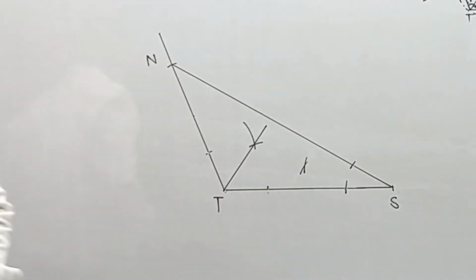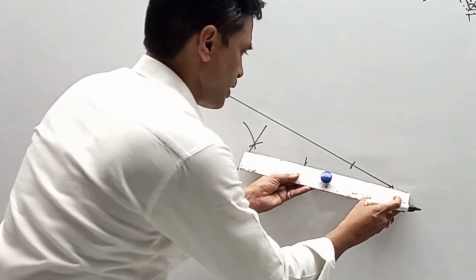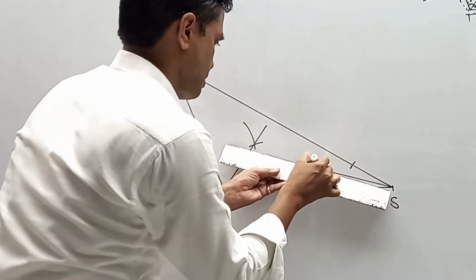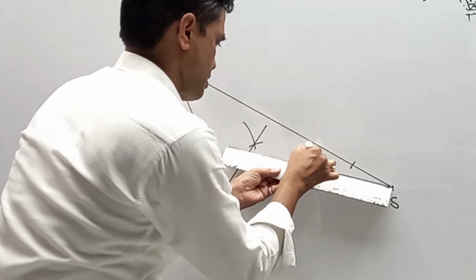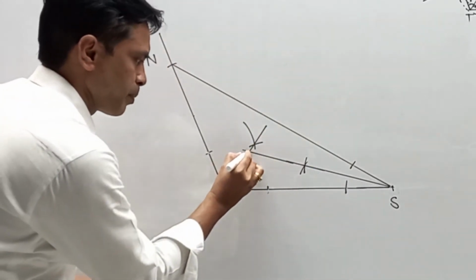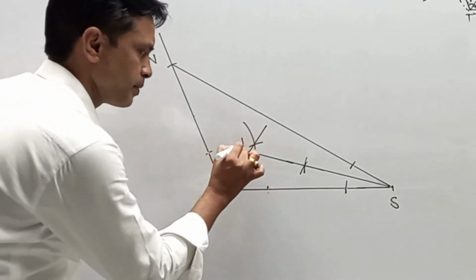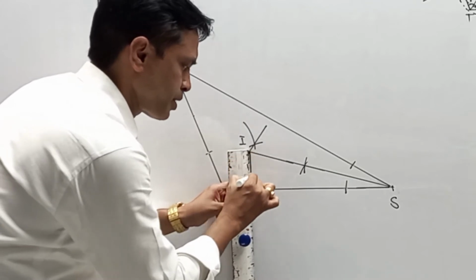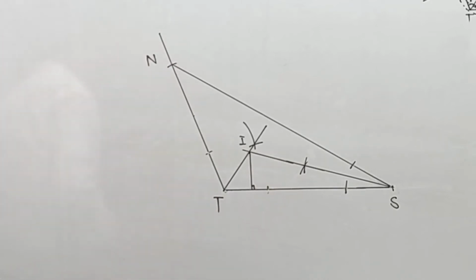Now the same part for the angle bisection of S, and we are going to draw one line. Now we are able to get one point. As this is the center of the incircle, I am going to call it I. And from I, I am going to draw one perpendicular over here, which acts as a radius for my circle. And now I am going to draw the incircle.